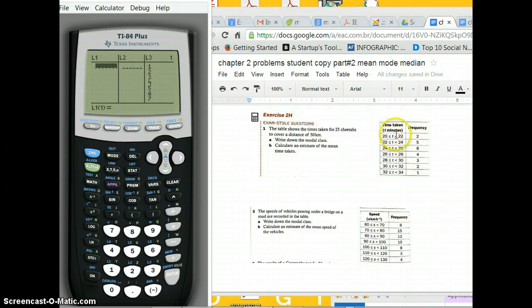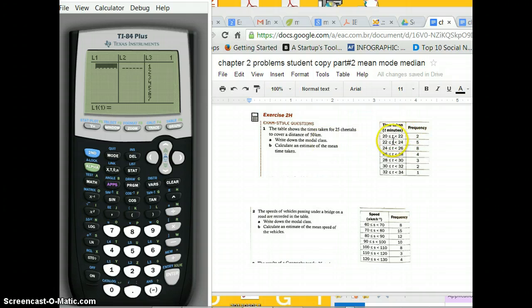So I'm going to take the average of the lower boundary and the upper boundary, which is going to be 21, and I'm going to use that as a representative number for these two cheetahs, even though that's not their real time. I'm going to use 21. It's because it's the best guess. It's in the middle. Okay?